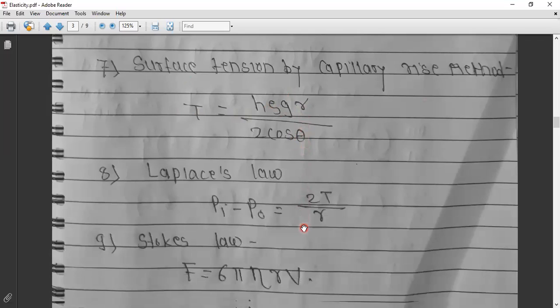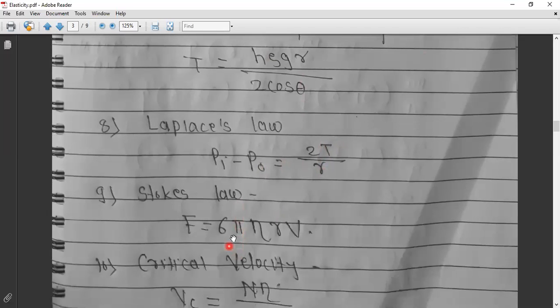Then another law known as Laplace law. Laplace law is related to the difference in pressure. This Pi is the internal pressure and this P naught is the atmospheric pressure, equal to 2T, surface tension, upon the radius of the spherical bubble. Stokes law is the viscous force. This Stokes law is related to the viscous force acting on a spherical body moving through the liquid. This 6 pi is the constant, eta is the coefficient of viscosity, r is the radius of the spherical body, and v is the velocity of the spherical body.